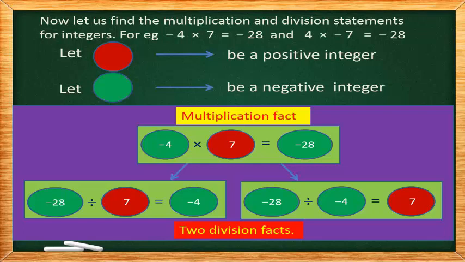Now let us find the two division facts for this multiplication fact. Here minus 28, when it is divided by 7, we get minus 4 as the quotient. Then again in the next case, when minus 28 is divided by minus 4, we get 7 as the quotient. Children, have you all observed something? Here, when a negative integer is divided by a positive integer, we get a negative integer as a quotient. In the second case, when a negative integer is divided by a negative integer, we get a positive integer as a quotient. Children, these are the two division facts for the multiplication fact.